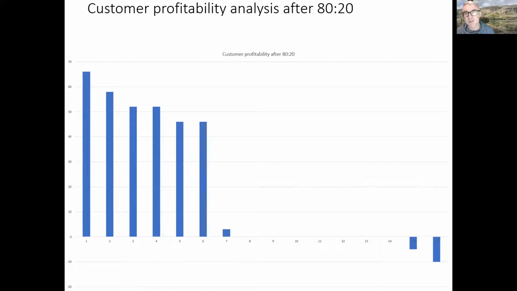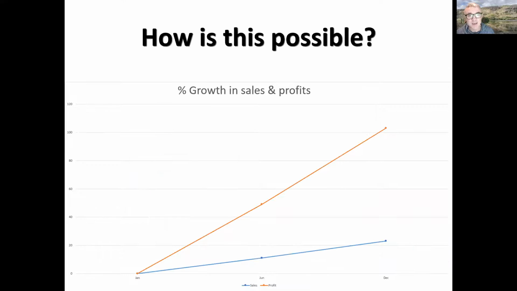Why do we want to do this? Why do you want to do an 80/20 analysis? Well, here is where the rubber meets the road. In this case, here's a business, and over a 12-month period, the sales went up by just over 20%, 24%. This was after they'd been implementing the 80/20. But just look at the profit, this orange line here. The profit has gone up by over 100%.